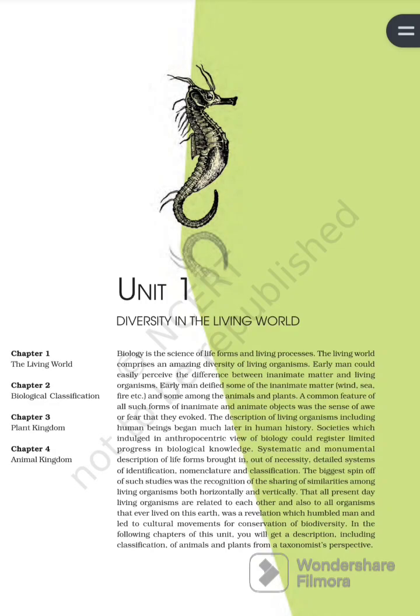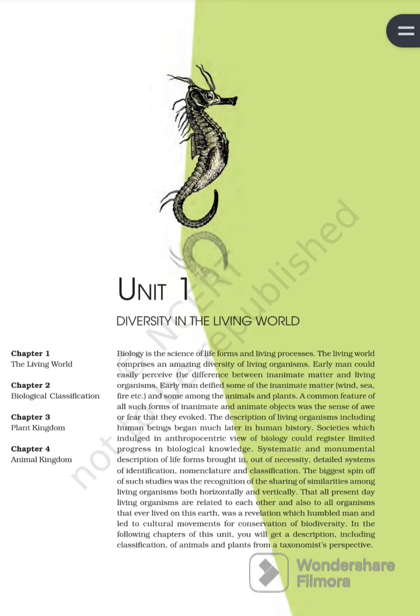Early men defined some of the inanimate matter, wind, sea, fire, etc., and some among the animals and plants. A common feature of all such forms of inanimate and animate objects was the sense of awe or fear that they evoked. The description of living organisms, including human beings, began much later in human history. Societies which indulge in anthropocentric view of biology could register limited progress in biological knowledge.